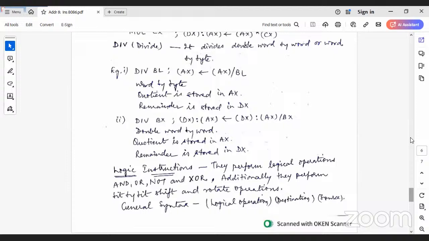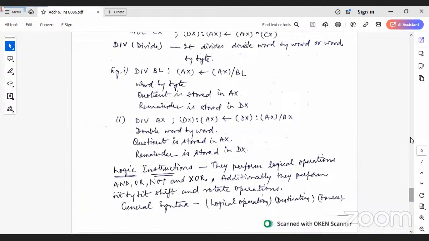Ma'am, 2 bytes is equal to more than 1 word? 2 bytes is 1 word, not more than 1 word. 2 bytes is equal to 1 word. More than 1 word means? More than 2 bytes you have to say. So 2 or more than 2 bytes will form a word.